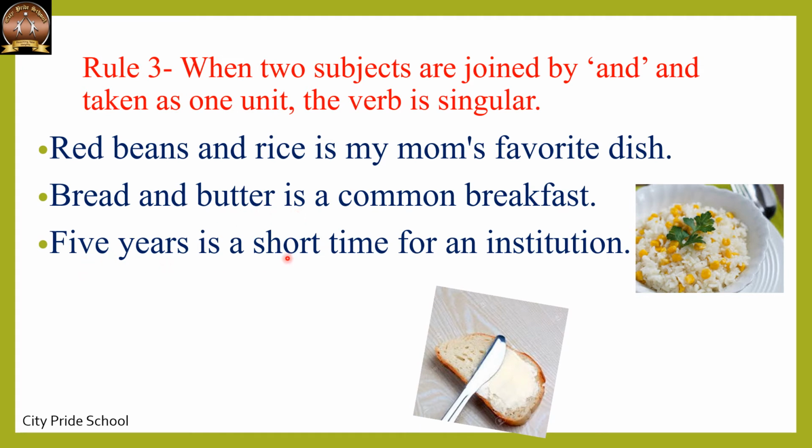5 years is a short time for an institution. So 5 years is taken as one unit, a long duration. So we consider it as a singular unit and we are using a singular verb. So when two subjects are joined by a conjunction and taken as one unit, the verb is always singular.